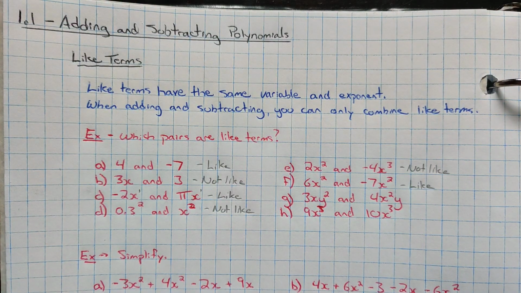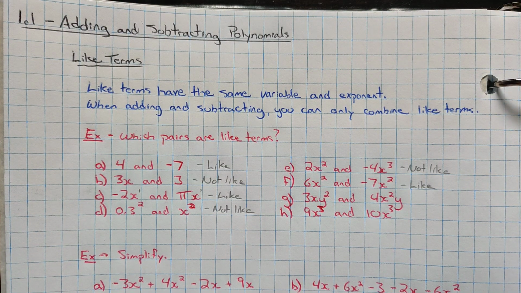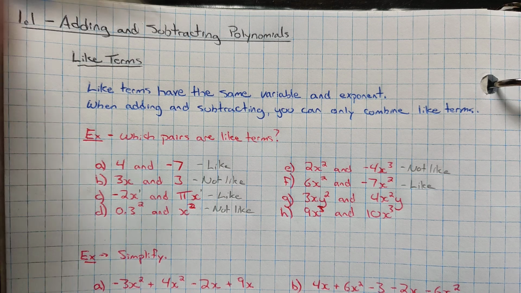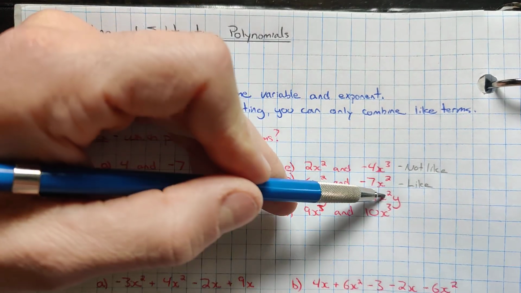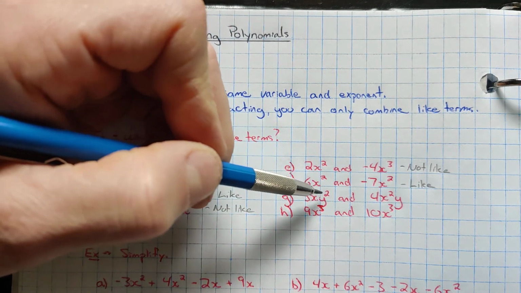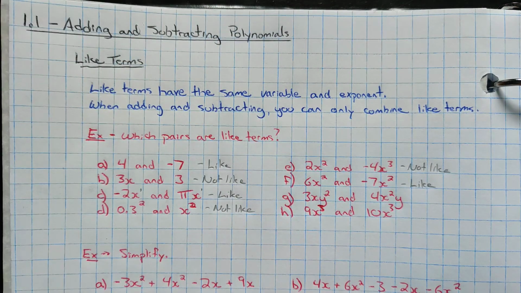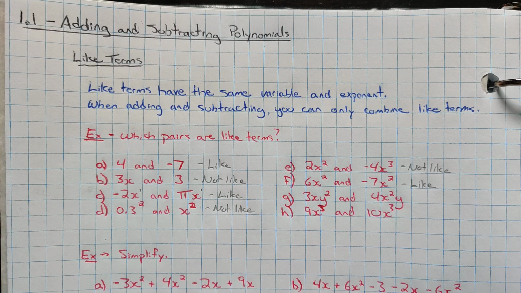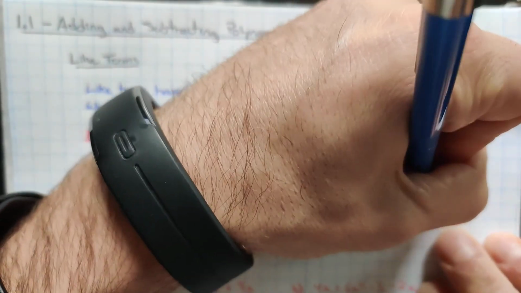In G, we have 3xy squared and 4x squared y. Well, they have the same letters, x and y. The exponents are different. This is an x to the 1, this is an x to the power of 2. And this is a y to the power of 2, this is a y to the power of 1. The exponents don't match on the variables, thus these are not like.